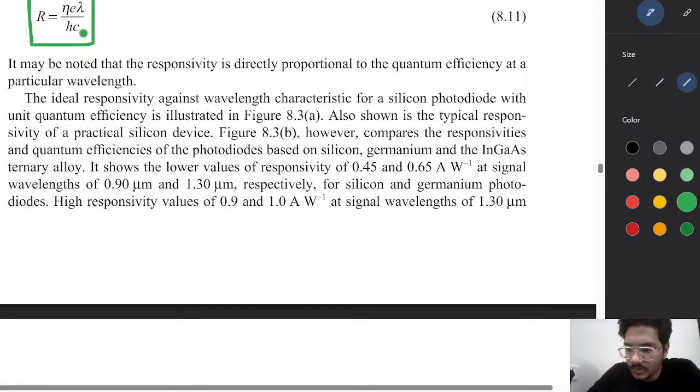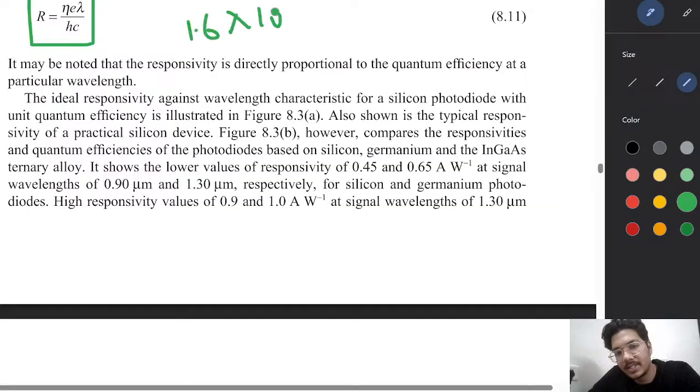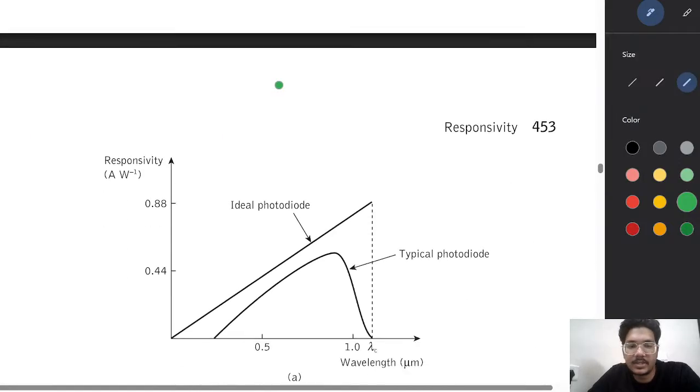Here eta is the quantum efficiency, e is the electron charge, 1.6 into 10 to the power minus 19, lambda is the operating wavelength, and h is equal to 6.6 into 10 to the power minus 34, and c is equal to 3 into 10 to the power 8.